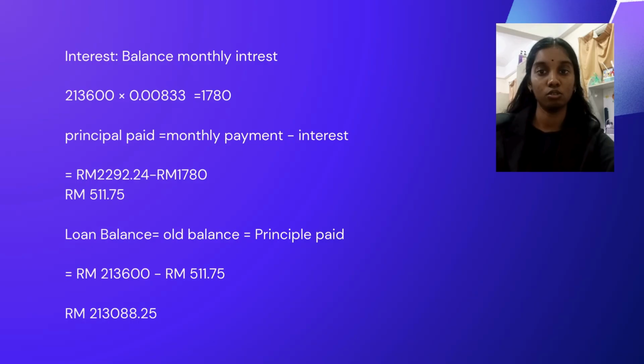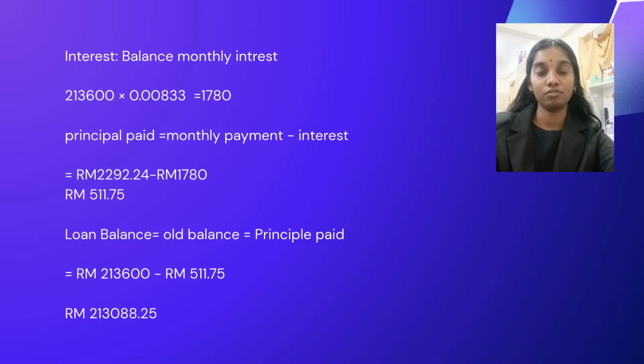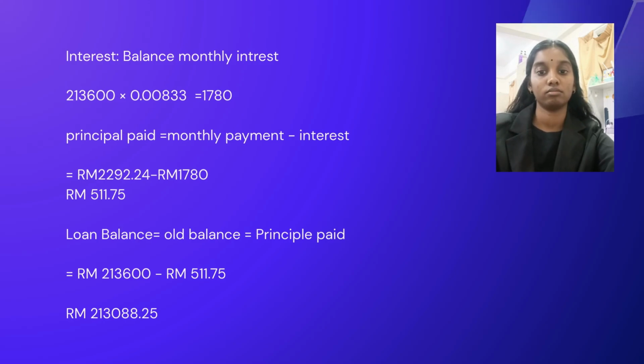Finally, to find the new loan balance, I subtract the principal paid from the original loan balance. So 208,600 ringgit minus 511 ringgit 75 cents equals 208,088 ringgit 25 cents. Therefore, after the first payment, Gloria's new loan balance is 208,088 ringgit 25 cents.